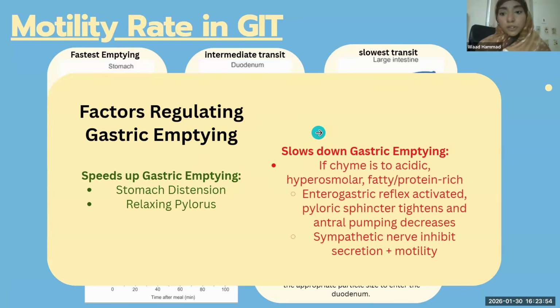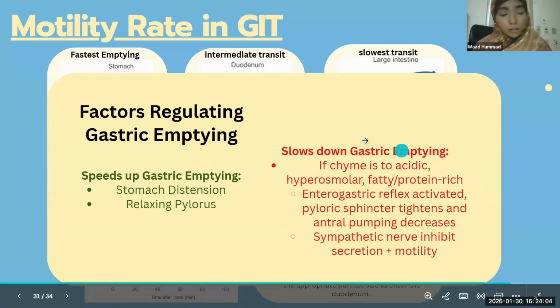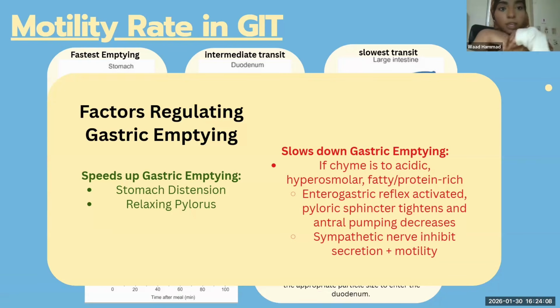And then what slows down gastric emptying is what we mentioned earlier. If chyme is too acidic, hyperosmolar, or fatty or protein rich, then it would cause gastric emptying to stop because, as we mentioned earlier, we do not want anything that's too acidic to come into our duodenum or else it would damage it, or anything fatty or protein rich. It needs to be broken down more to be satisfactory for our intestines. So we want to close the pylorus and prevent gastric emptying from happening.